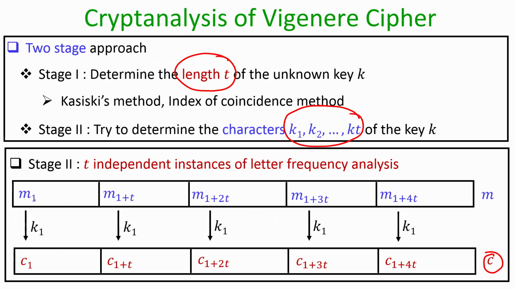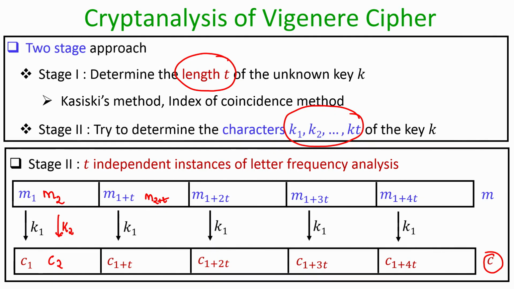In the same way, the adversary can think of a second stream of ciphertext consisting of the second ciphertext character, the (2+t)th ciphertext character, and so on. It knows that this second stream is related to another stream of plaintext characters, namely m2, m of 2+t, and so on, by the relationship that all of them are shifted versions, where the amount of shift is some unknown value k2, and so on.